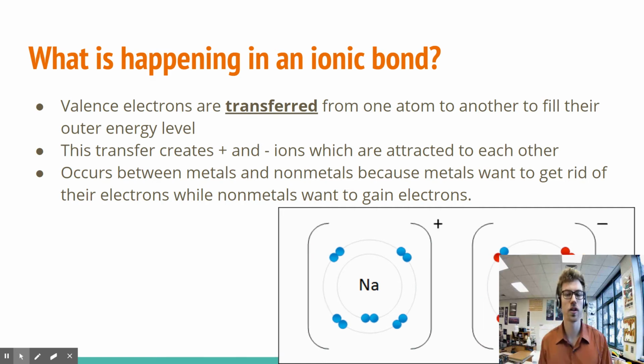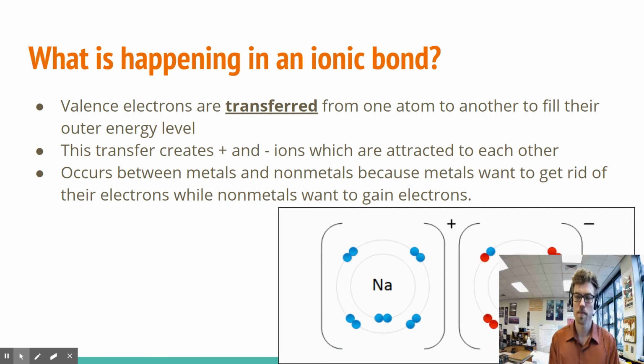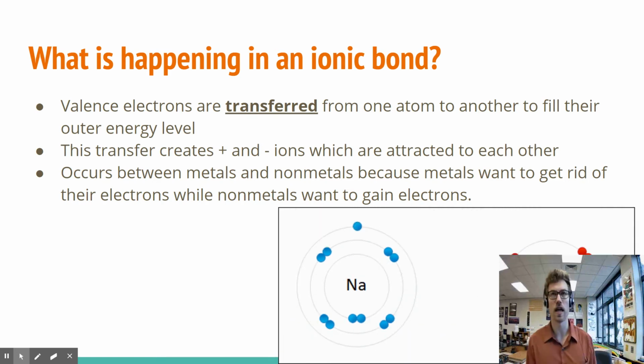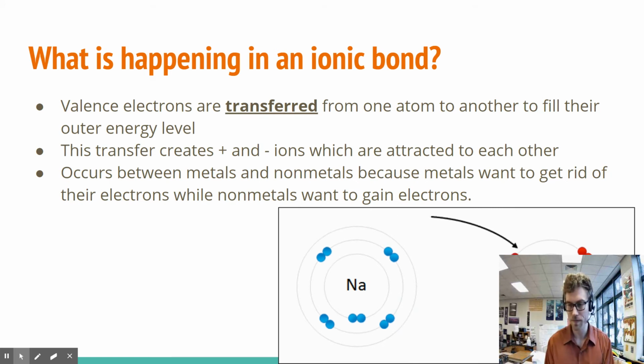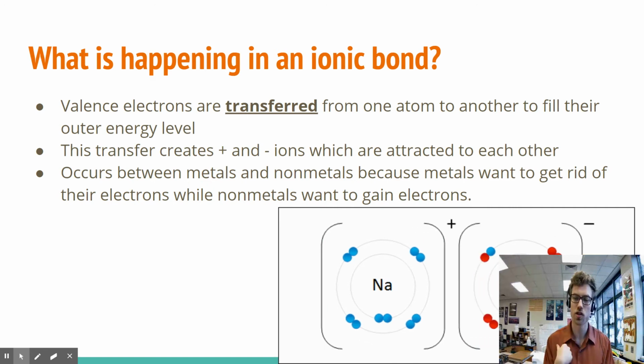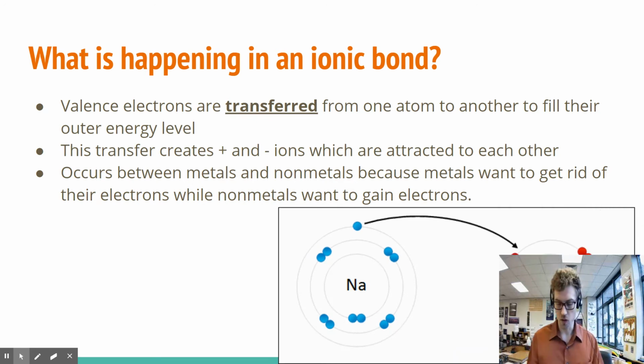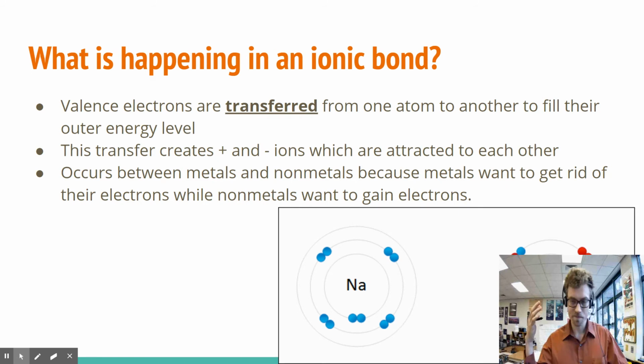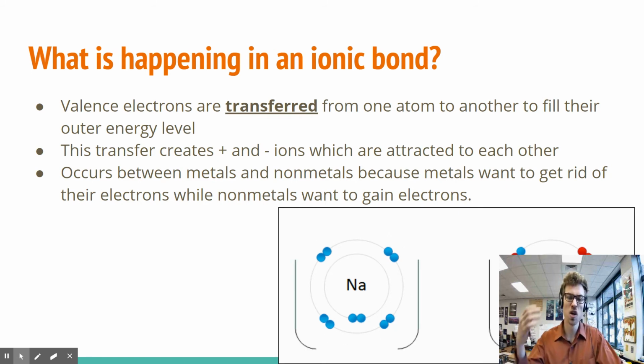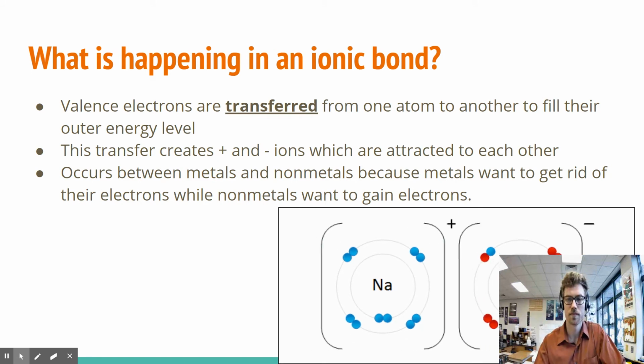And again, an ionic bond occurs between metals and nonmetals because metals want to get rid of their electrons, right? They want to become positively charged. Nonmetals want to gain electrons. They want to become negatively charged. And so if you pass the correct number of electrons from a metal to a nonmetal, you're going to form an ionic compound with an ionic bond.